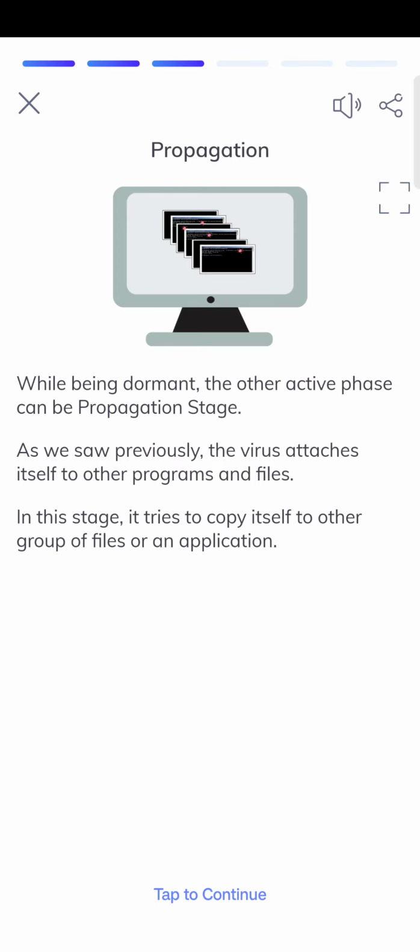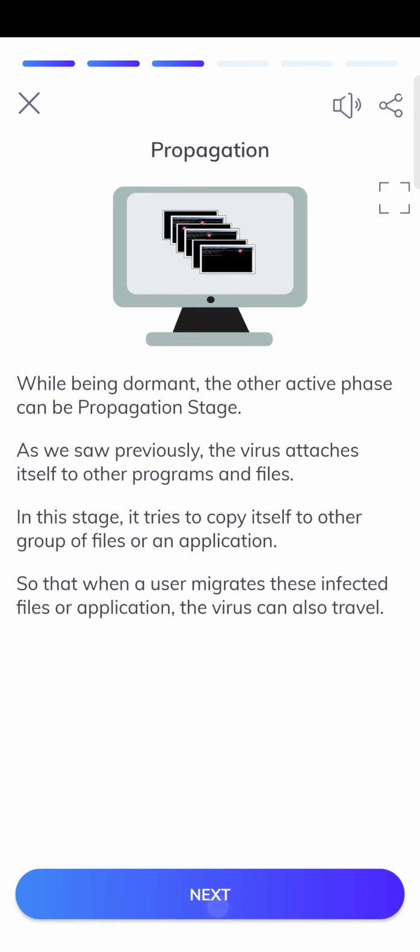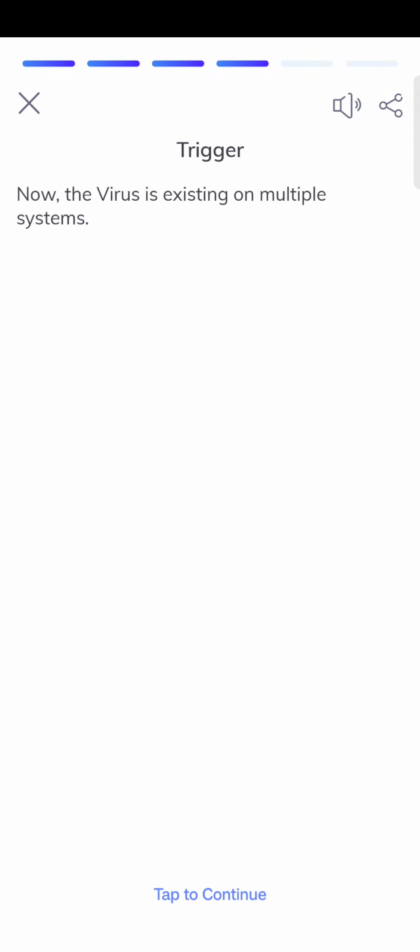As we saw previously, the virus attaches itself to other programs and files. In this stage, it tries to copy itself to other groups of files or applications, so that when a user migrates these infected files or applications, the virus can also travel. Now, the virus is existing on multiple systems, but it is still dormant as no execution has happened yet.